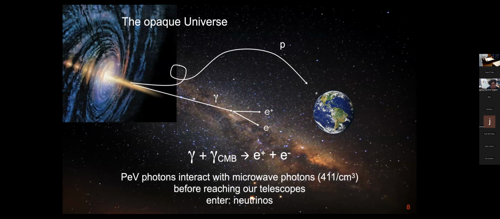And in the other direction, the high energy gamma rays that are produced by these sources can interact with the CMB, pair producing, making them no longer transparent in our universe. And so this is when the neutrino enters.